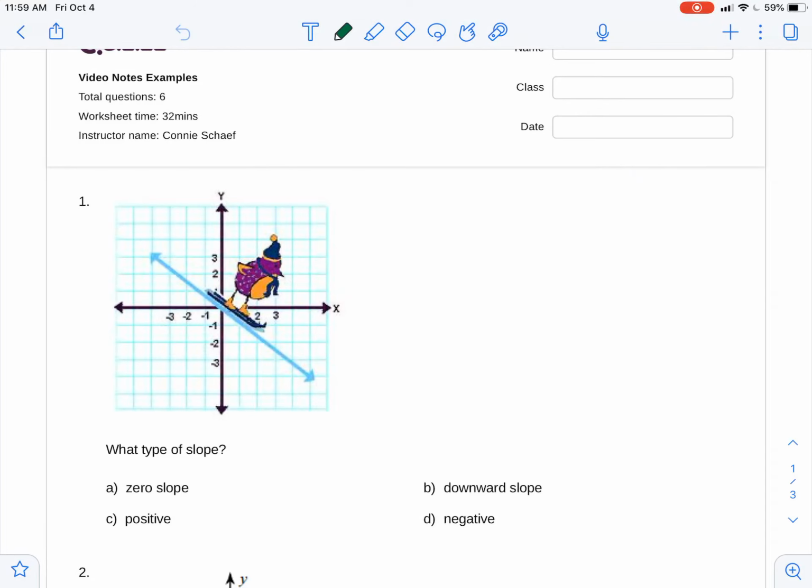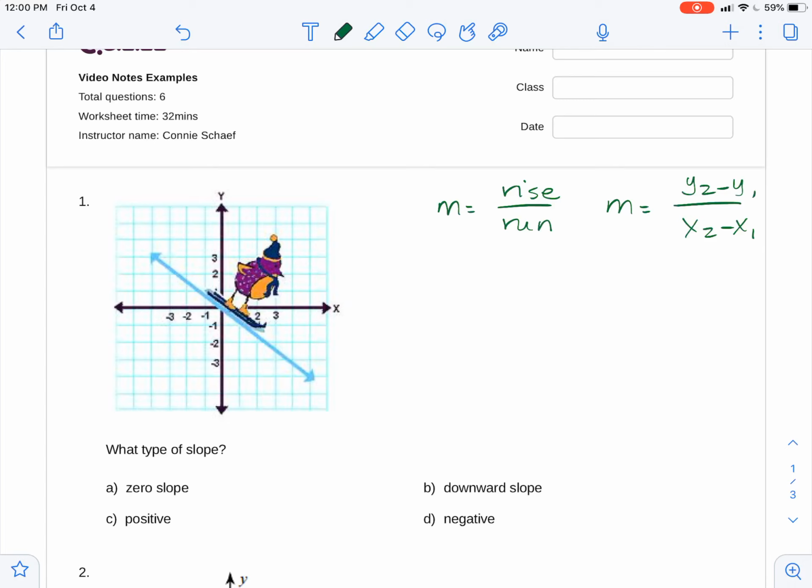Okay, so on our last video, we defined what slope was. And remember, slope is rise over run, or we could use our formula. So it's just according to what you're given as to which one you're going to want to use.